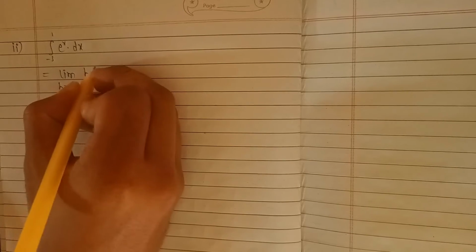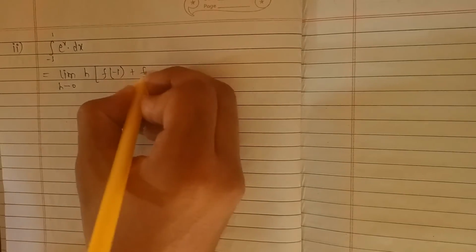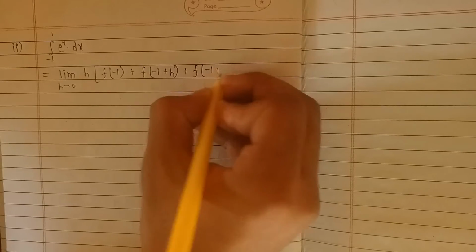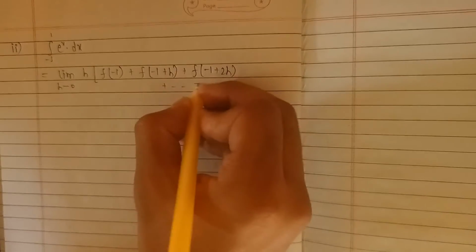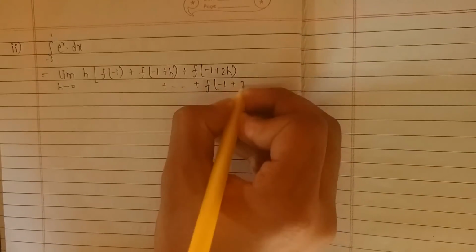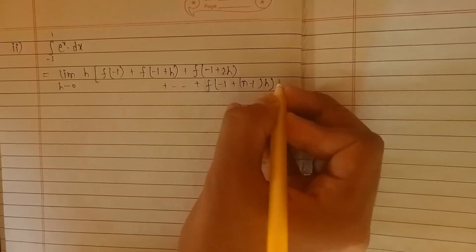Let's do one more problem. Integral of e raised to the power x dx from minus 1 to 1. Okay, now using our formula, we will have limit h tending towards 0, h times [f(a) which is f of minus 1] plus f of minus 1 plus h plus f of minus 1 plus 2h up to f of minus 1 plus n minus 1 into h.